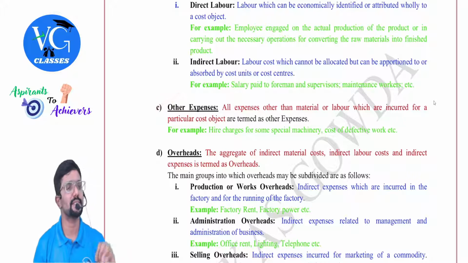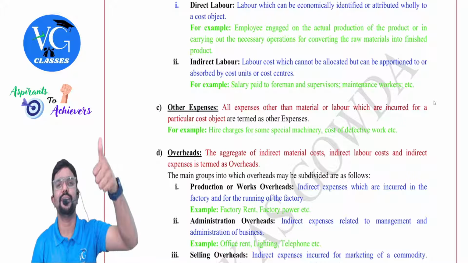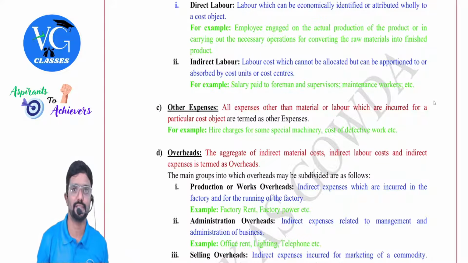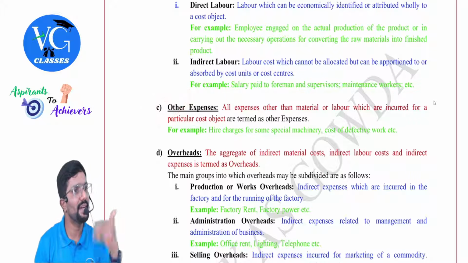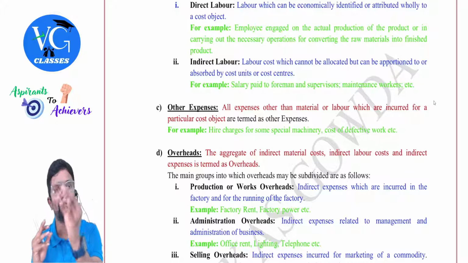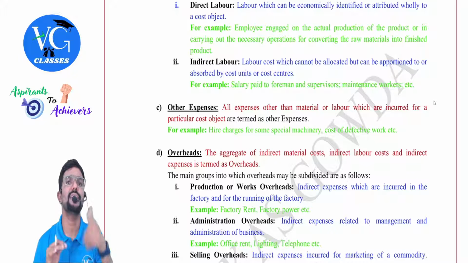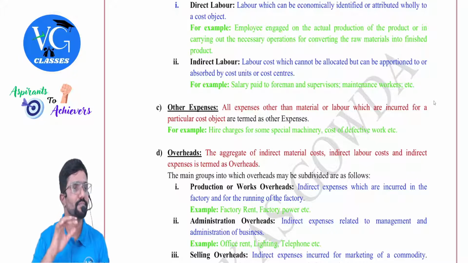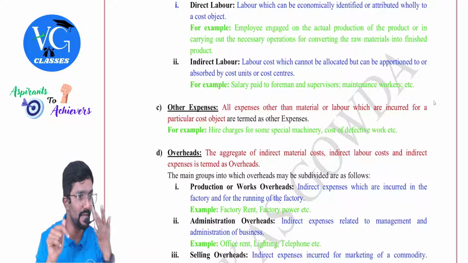Then coming to other expenses. Anything other than material and labor will come under other expenses. Even these other expenses can be direct or indirect. If it is incurred for each unit of product produced, we call it direct. For example, please be careful, again I am telling you, other expenses means other than material and labor.